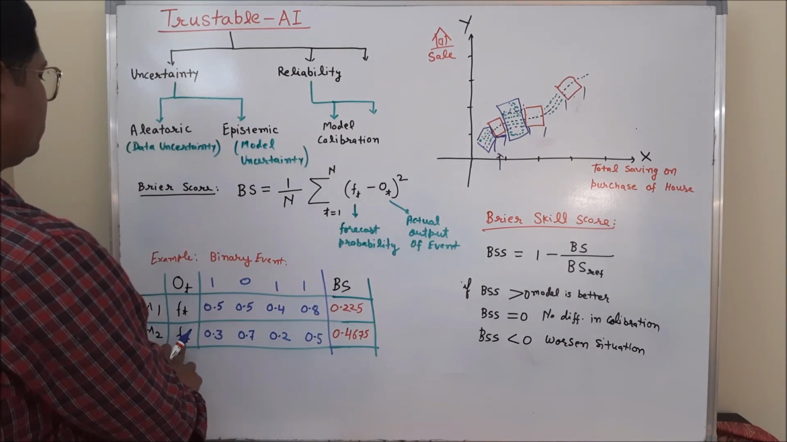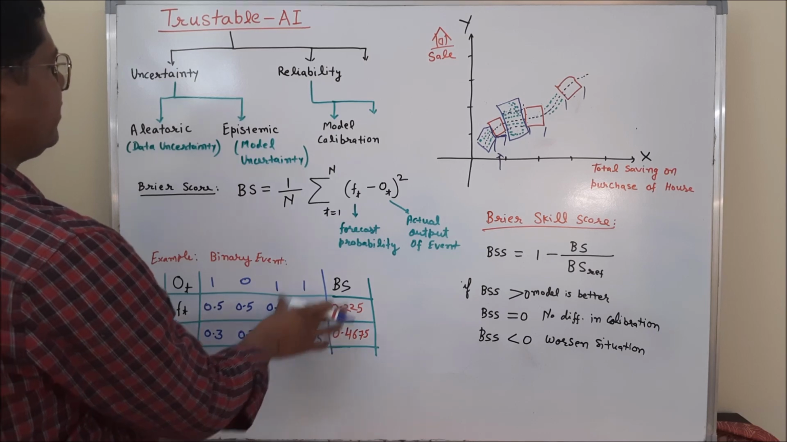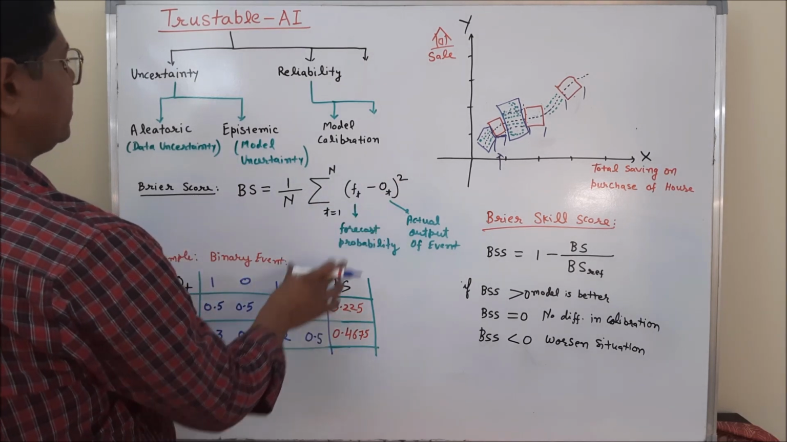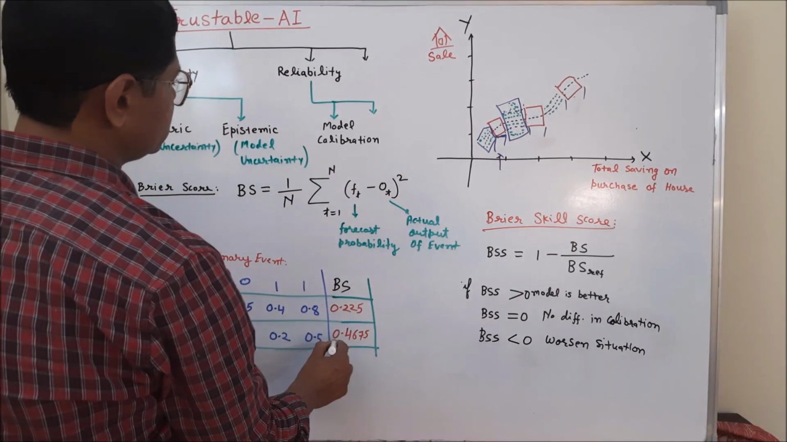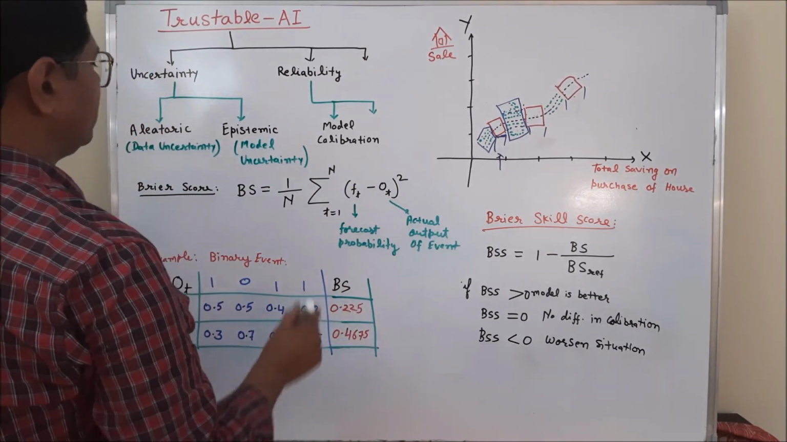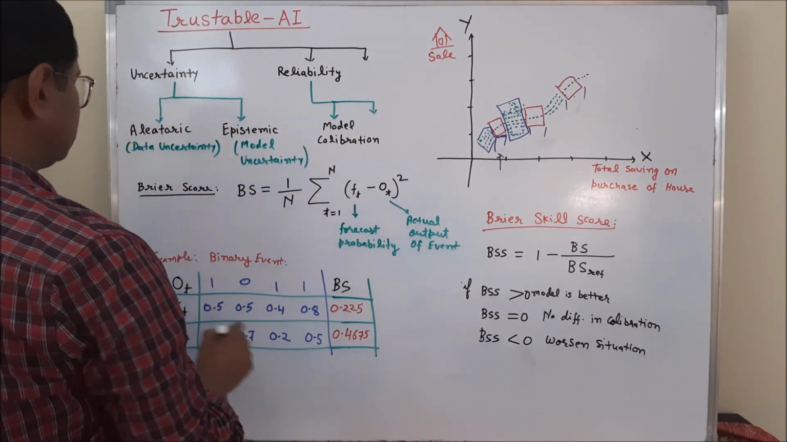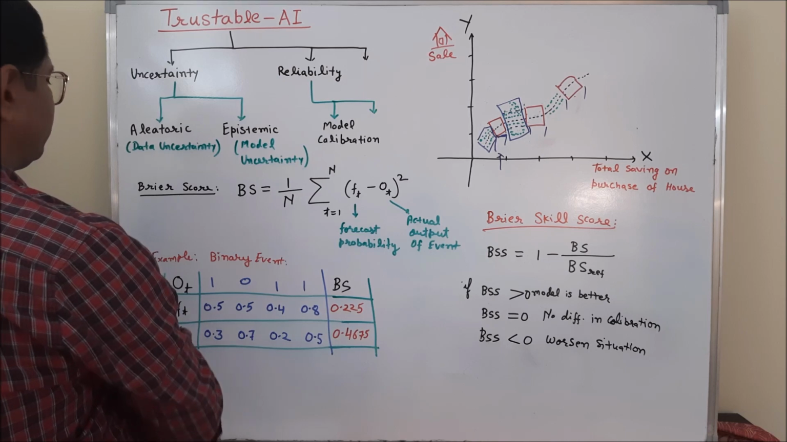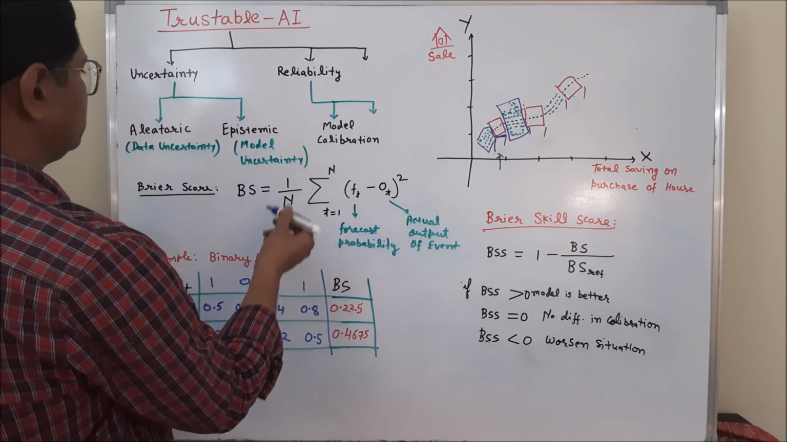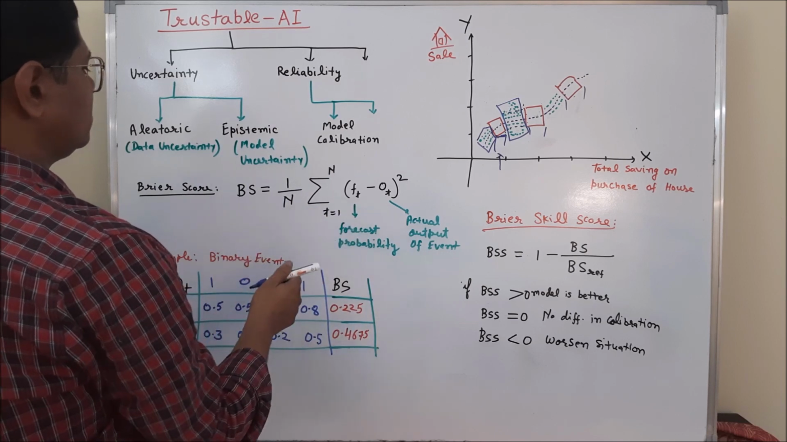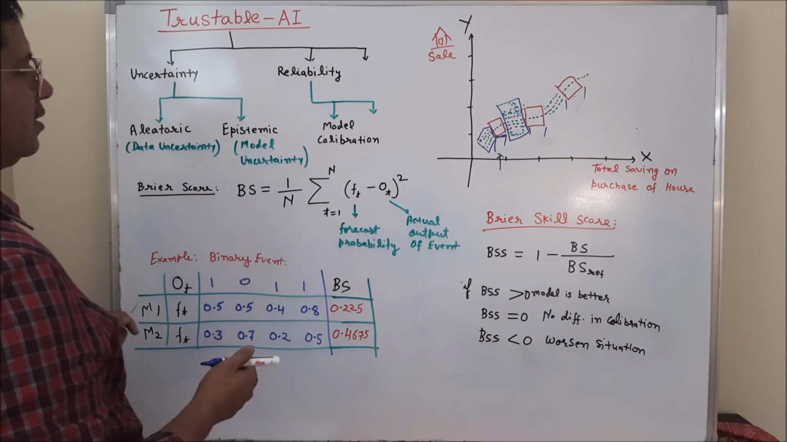Similarly for model M2, we have 4 forecast probabilities. Based on that, when we put those in the Brier score computation, we got the model score 0.4675. So in this case we can easily understand that model M1 is better than M2, because in the case of the Brier score, the model whose Brier score is near to 0 is considered the better model, meaning a more reliable model.